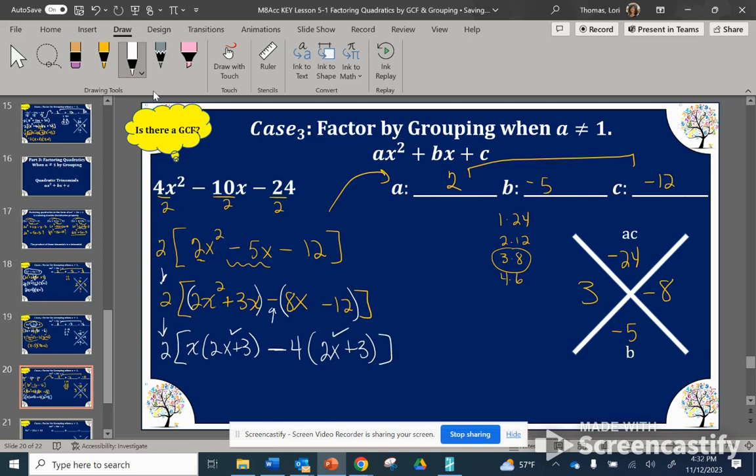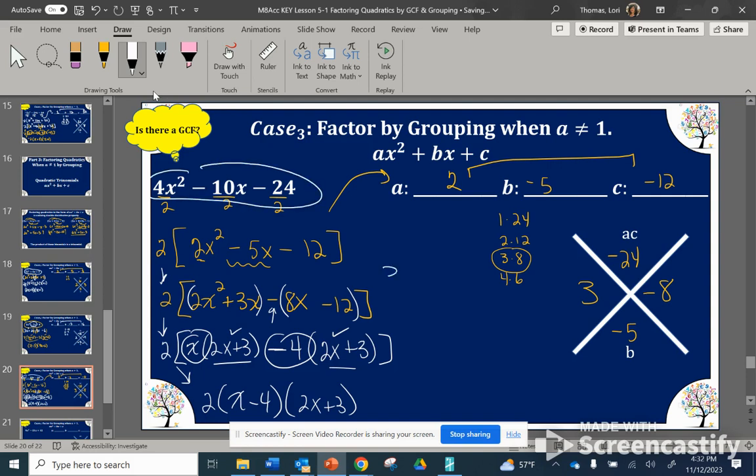Check, check. Bring down your GCF. We're going to have x minus 4 as one binomial factor, and then 2x plus 3 is our second binomial factor. But this quadratic trinomial has 3 factors. Factors are things that are multiplied: 2x minus 4 and 2x plus 3.